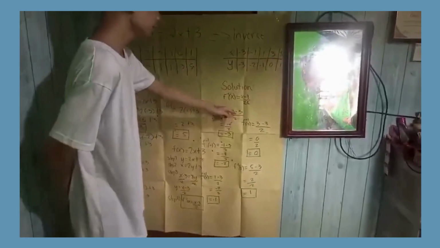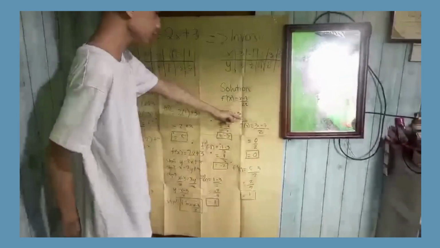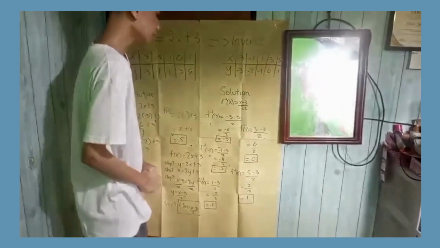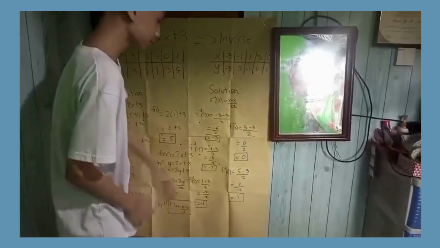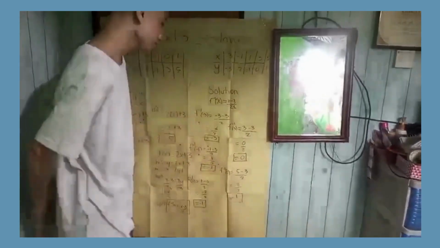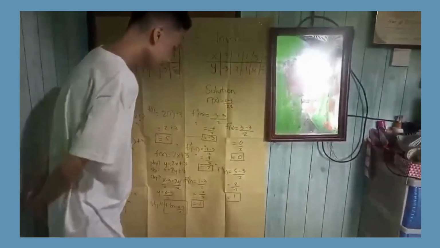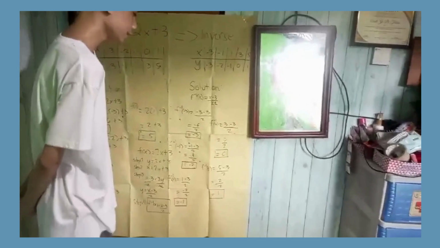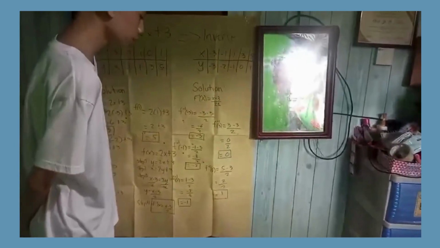f raised to negative 1 of 3 is equal to 3 minus 3 over 2, equal to 0 over 2, equal to 0. f raised to negative 1 of 5 is equal to 5 minus 3 over 2, equal to 2 over 2, equals 1.